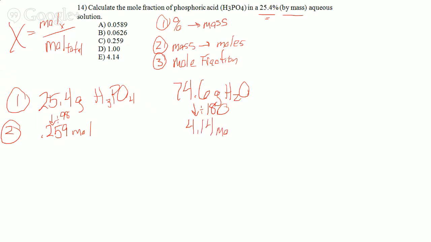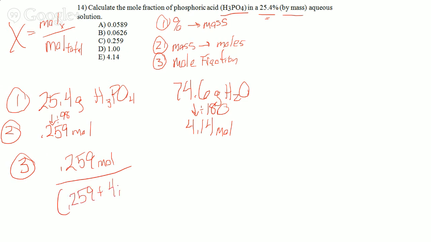4.14 moles of H2O. So now the last step would be, all right, well, it wants a mole fraction of phosphoric acid, so we put the moles of that stuff up top over the moles total, which would be the 0.259 plus 4.14. And that would give you 0.0589, which would be choice A.